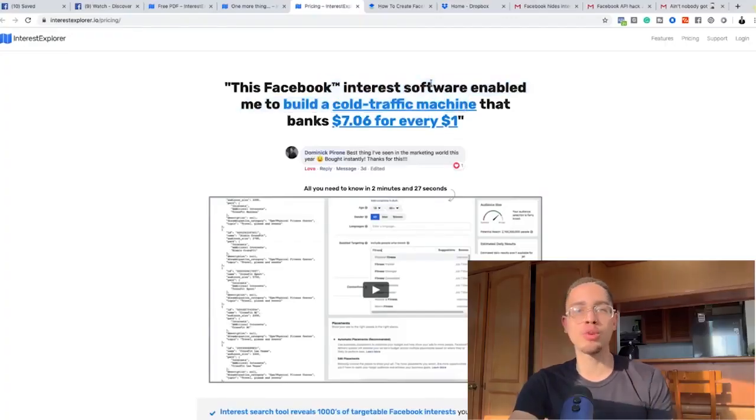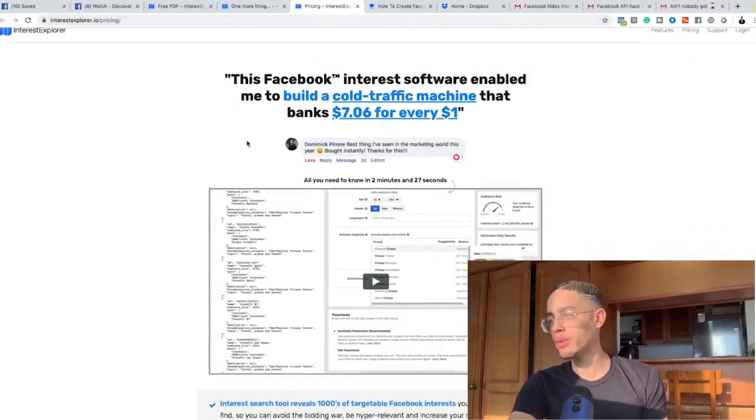And then also there's curiosity. You know, it's a software, but what is the software? What does the software do? It doesn't tell you the software or whatever. Yes, it says Interest Explorer up here, but you guys get it, right?